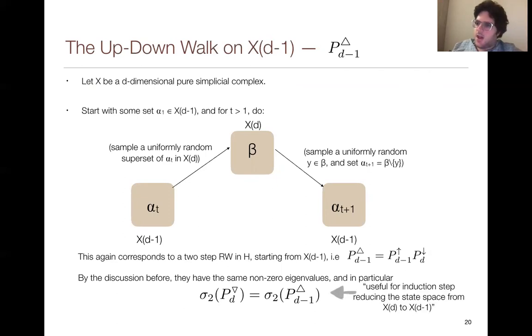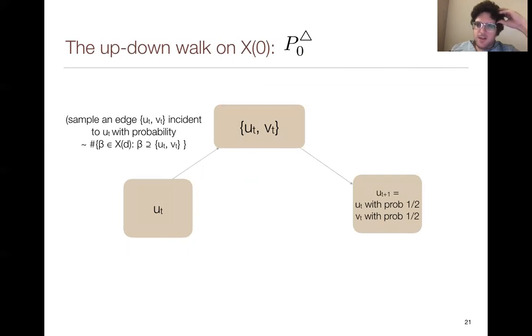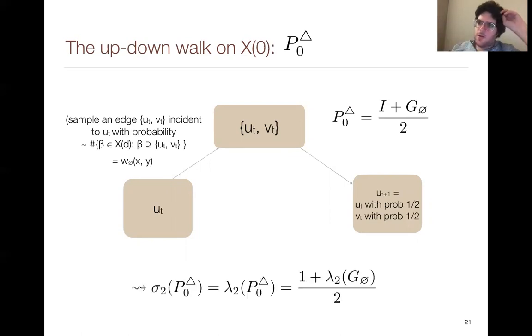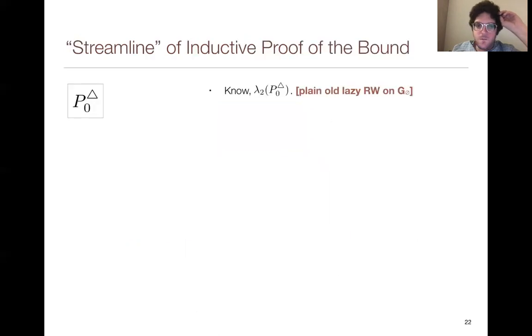Okay, and this is essentially how we do the induction step. Let me also talk about what the up-down walk on the level x0 corresponds to. Again, the definition is a little subtle, but it's essentially going to correspond to a lazy random walk on this empty link, this empty local graph, where instead of alpha I have the empty set. And I do know what the second eigenvalue of this is.